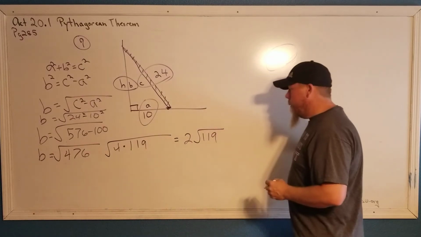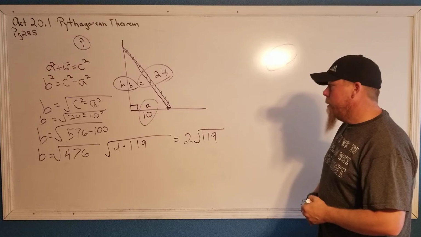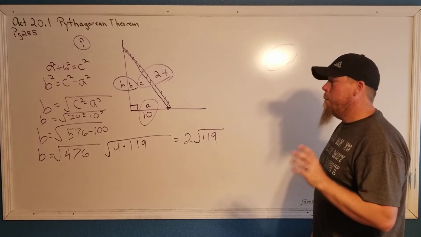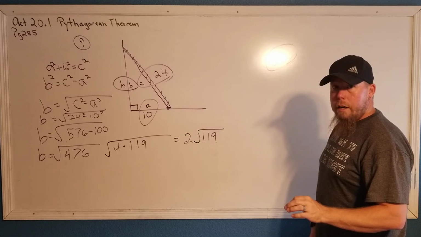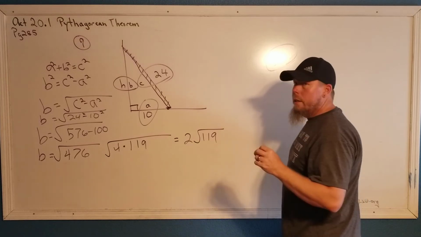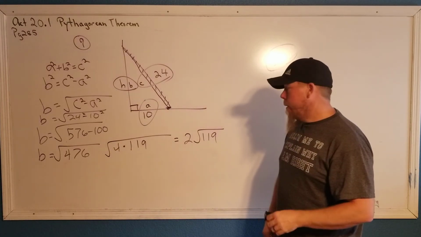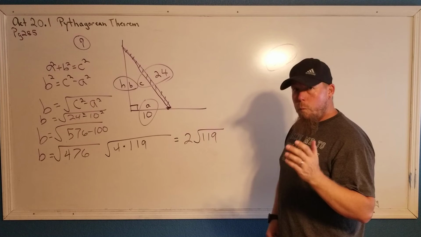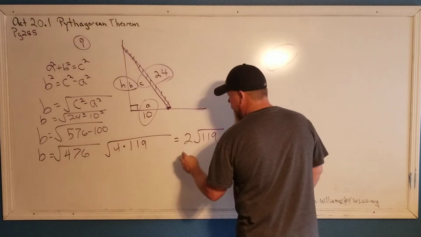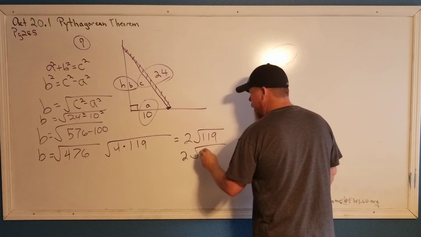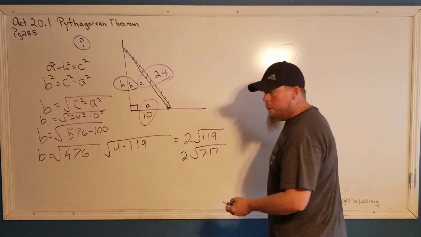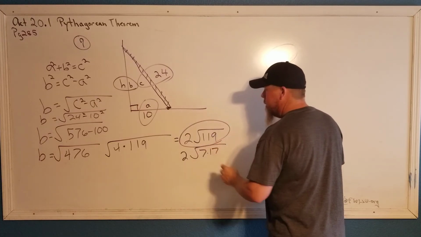And I have to ask myself, okay, 119. Does anything else divide into 119? Well, I'll give you a hint, okay? 119 is actually divisible by 7. 7 is going to go into this 17 times, okay? But that's not going to help me. Why is it not going to help me? Because 7 and 17 are both prime. So I'm going to get 2 square root, this is 7 times 17, which doesn't actually reduce anymore. So this is going to be my final answer, okay?